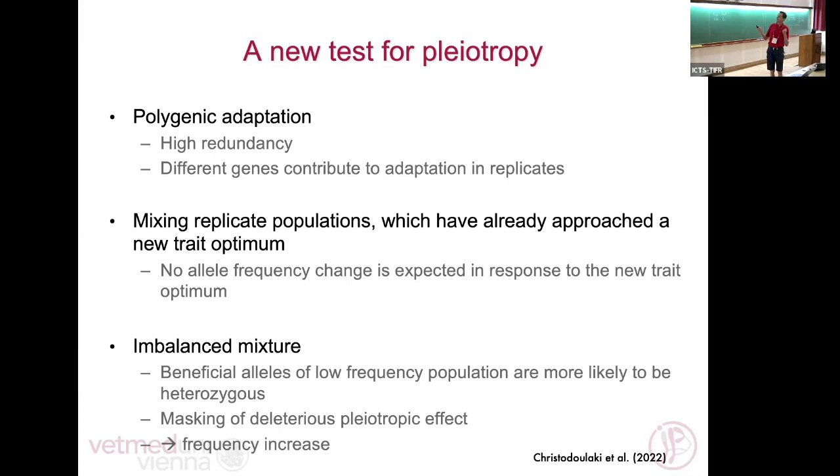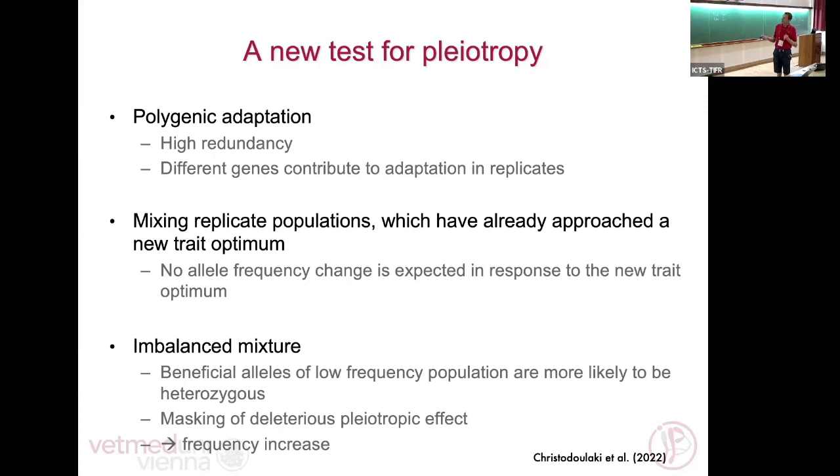Now, what this test involves: we mix replicate populations that have already approached the new trait optimum. They have done it by using different combinations of genes, and the different combinations of genes come with different pleiotropic effects. So what we basically expect is that the mixing doesn't do anything, because both populations have reached the trait optimum. The position relative to the trait optimum is not changing, so we shouldn't find an adaptive response. They should not change frequency because they're no longer adapting.